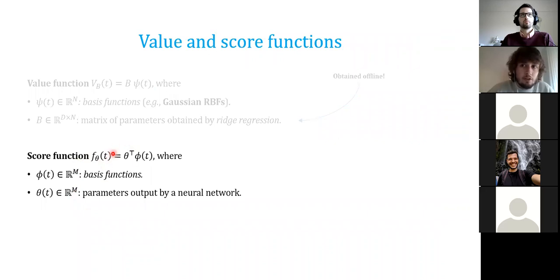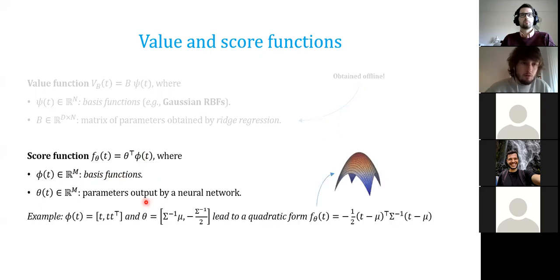The score function corresponds to theta transpose phi, where phi are also basis functions, and theta is a vector of parameters that can be computed by a neural net. So, for instance, in R2, if we choose basis functions that are polynomials of degree up to the second, the score function is a quadratic form like this one. And this is the type of function that we always use in our papers.